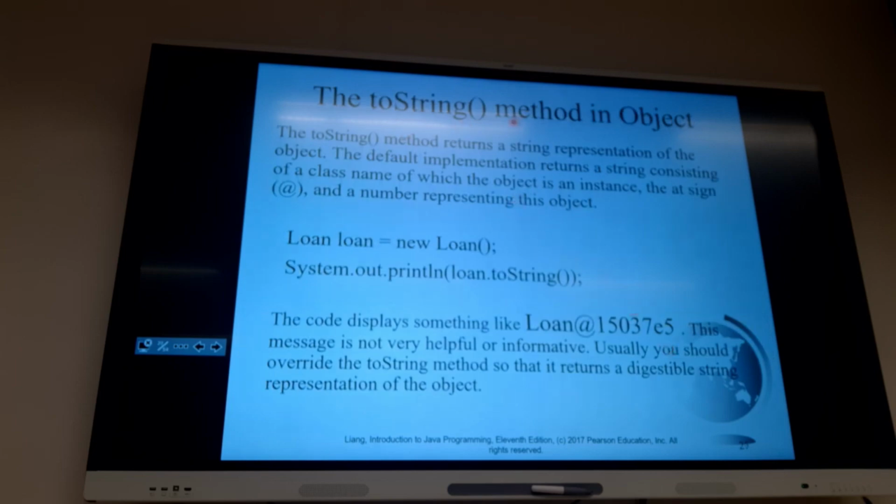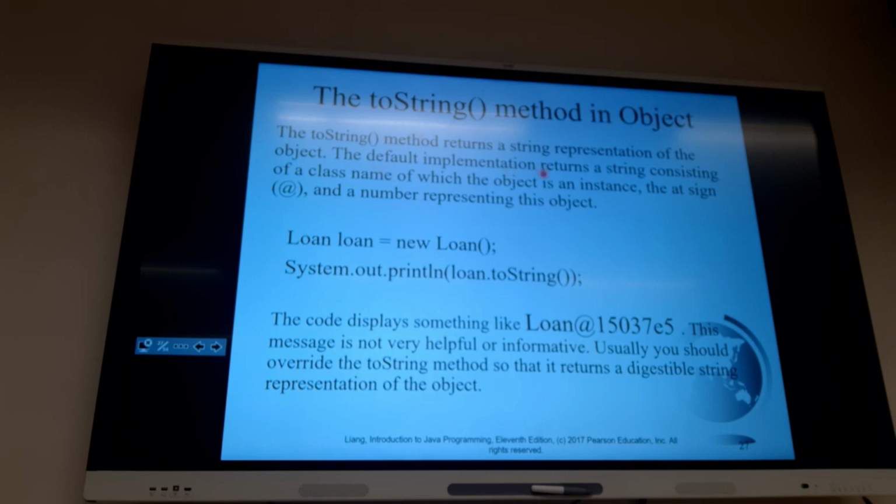Now, the toString method. This is an answer to your question, Yokolan. Where does the toString method come from? The toString method returns a string representation of the object. This is the purpose of the toString method. Where is the default implementation? It's in the Object class. Remember, again, Object is the grandfather of all classes. So if you open the Object class, you will find the default implementation of the toString method.